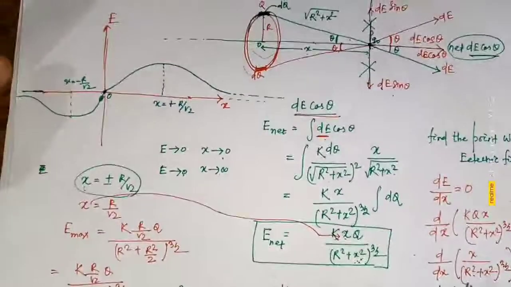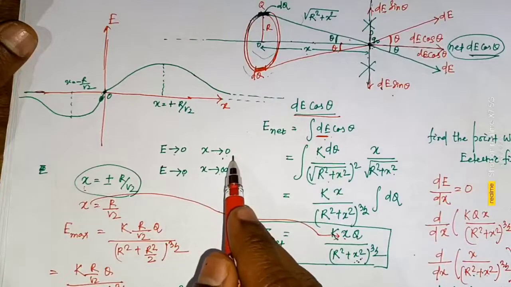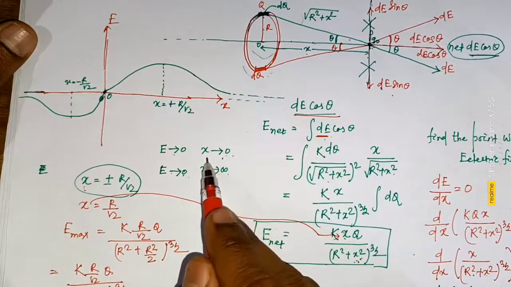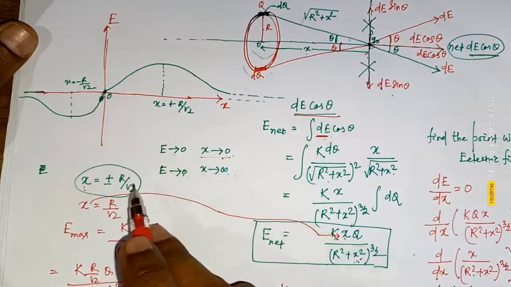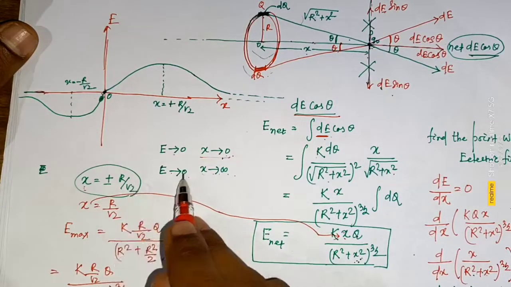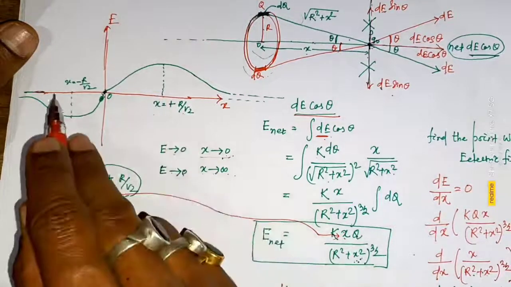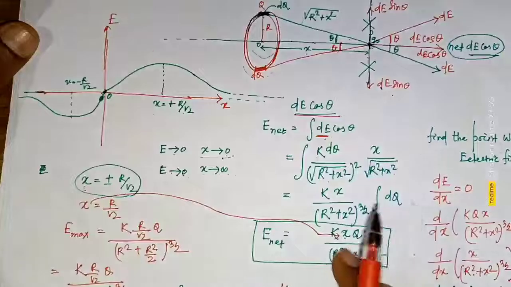And I plotted the graph's nature. When x tends to 0, the field is 0. When x tends to infinity, the field is 0. And where will it be maximum? At r by root 2 and minus r by root 2. So this will definitely be the nature of the graph.